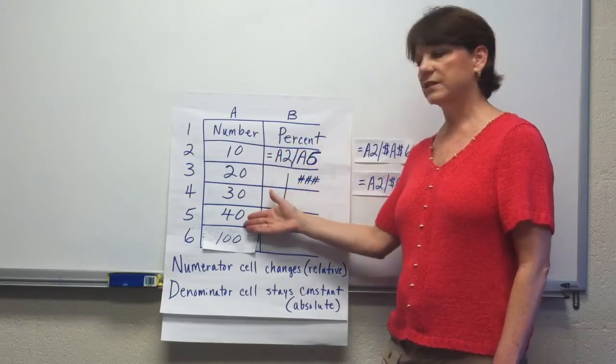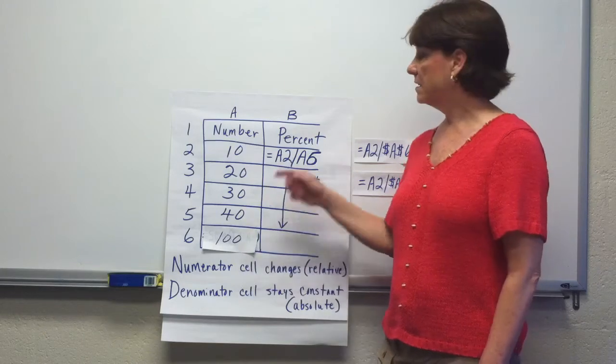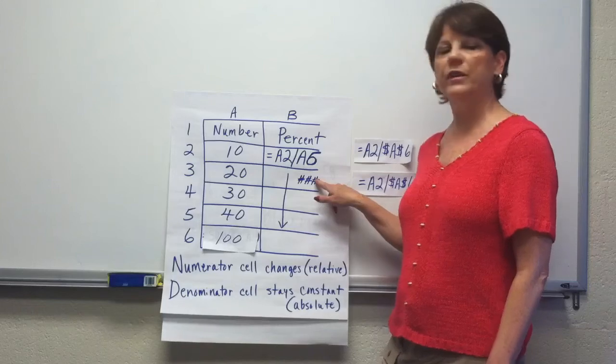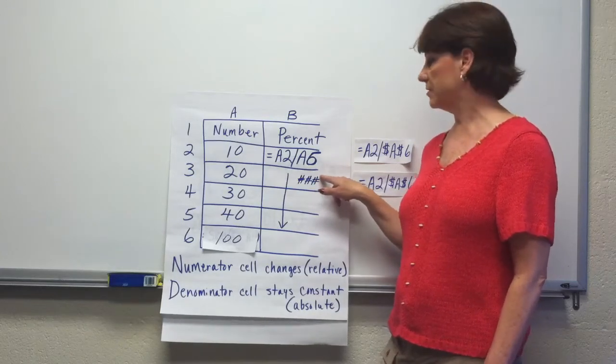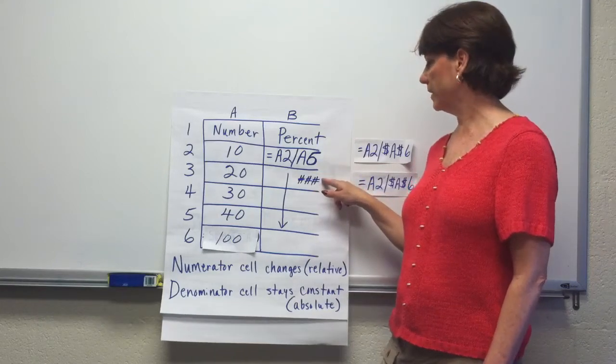Now, I want to know the same thing for all my other numbers in column A. So I could come in and copy this formula down, but when I do, I'm going to get an error message. I'm going to see some pound signs. It's going to tell me I have a problem here.